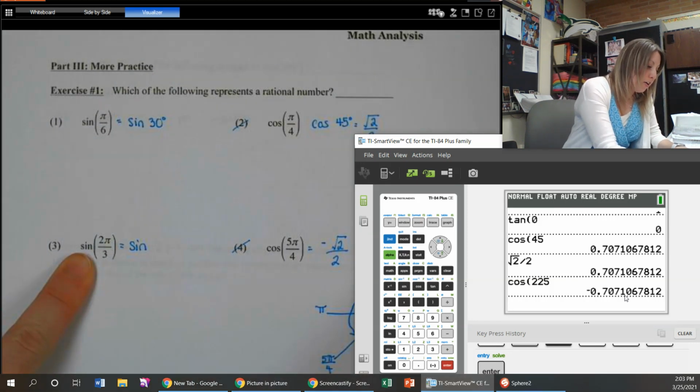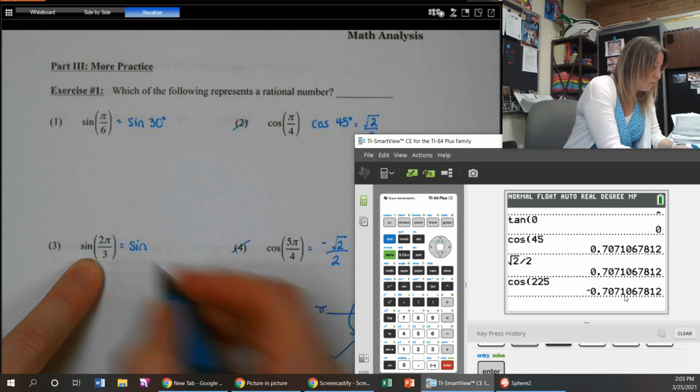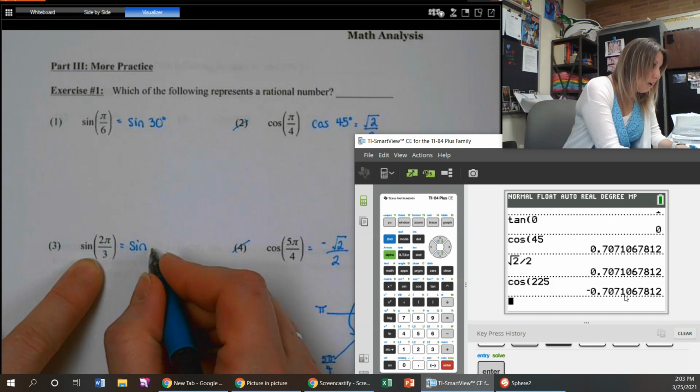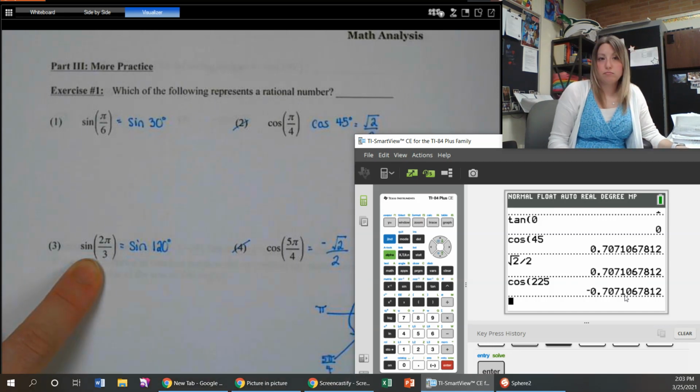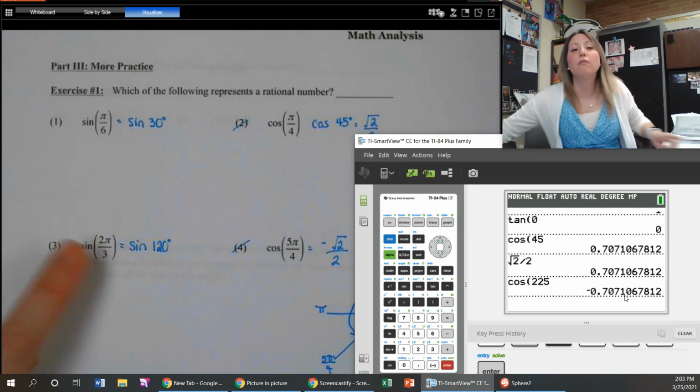So there's one third. I'm talking about my whole pi, right? Oh no, my whole pi gets to there. So 1/3, 2/3 right here. So that would be a 60 degree reference angle. So this is really sine of 120. Okay, as a 60 degree reference angle.